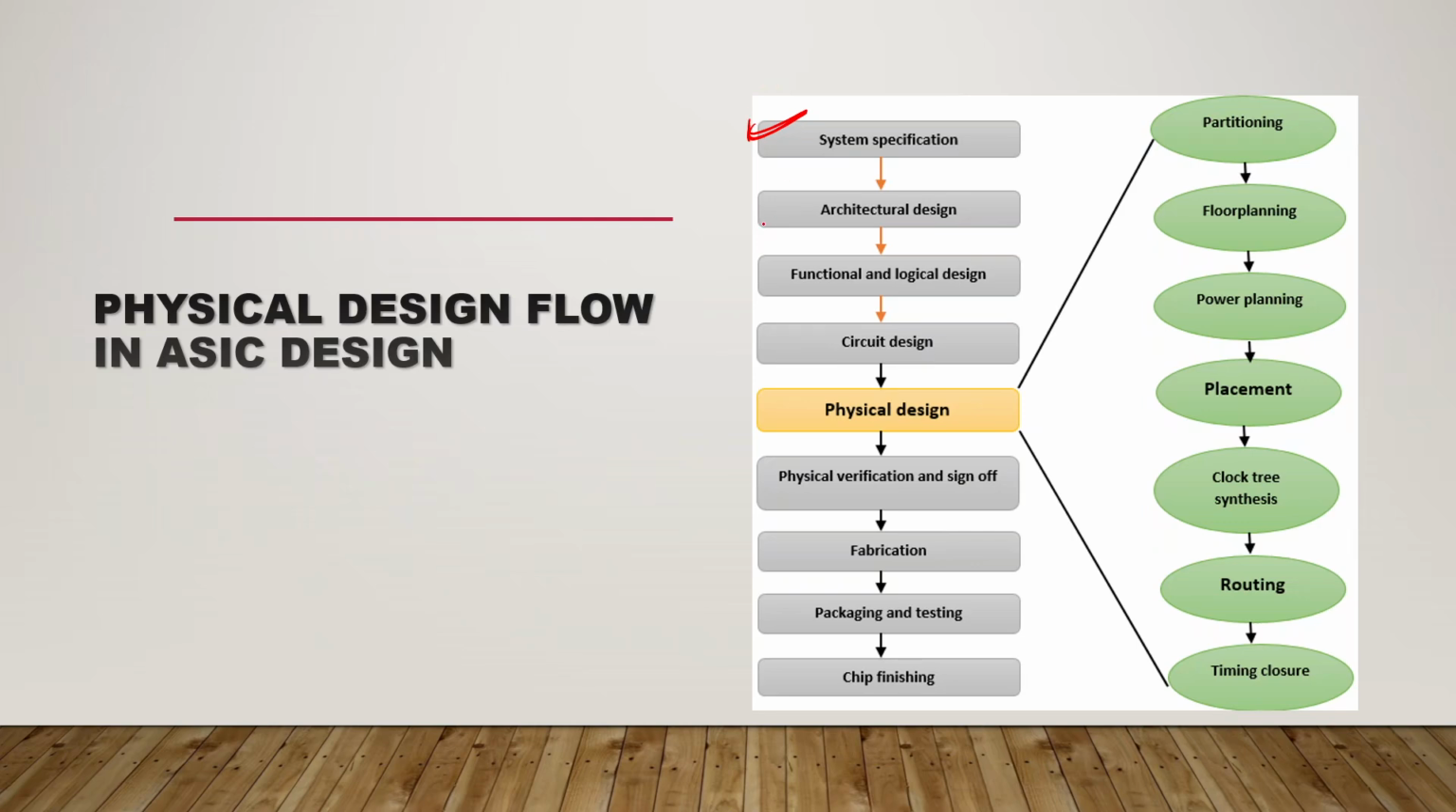After the specification, the designers first do the architectural design. Architectural design means, based on the functionality, they decide what modules we need to use, how many inputs are there, and how many outputs are there. It's like planning. After the architectural plan, they do the functional and logical design.